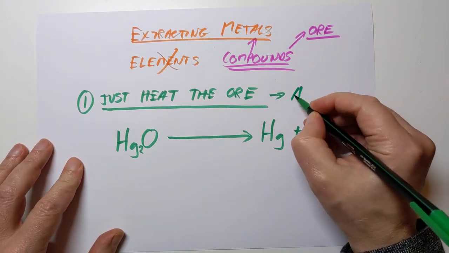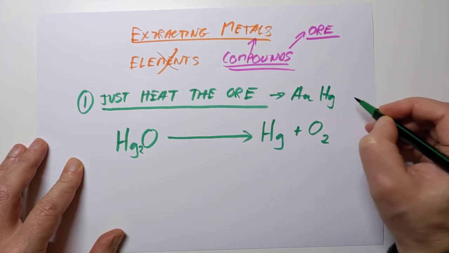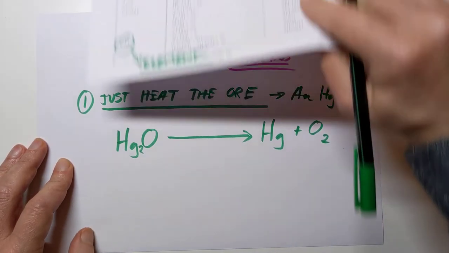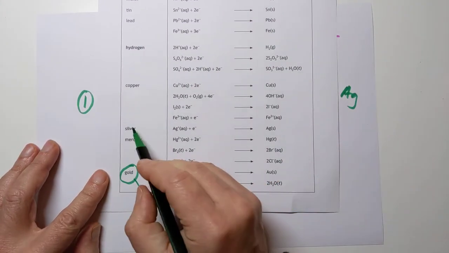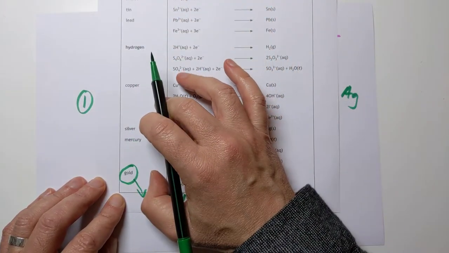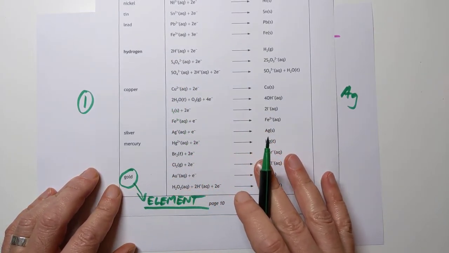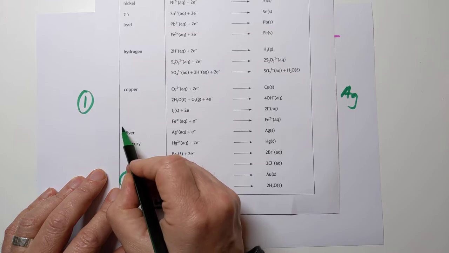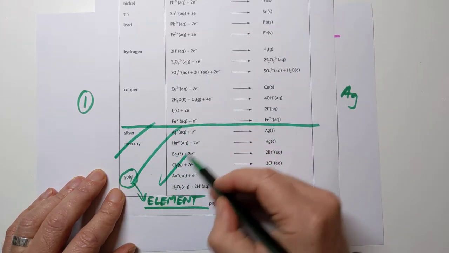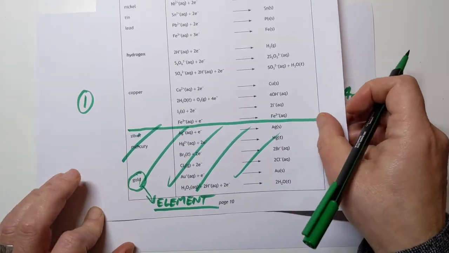So this works for gold and mercury and silver. It does not work for anything higher in reactivity than silver because these guys are all far too strongly stuck to the oxygen to want to just let it go because you've asked nicely with some heat. So that is our cutoff for simply just heat it up. So these ones here, silver, gold, and mercury. Let's have a look at method two.